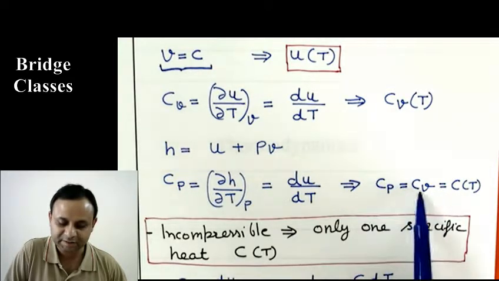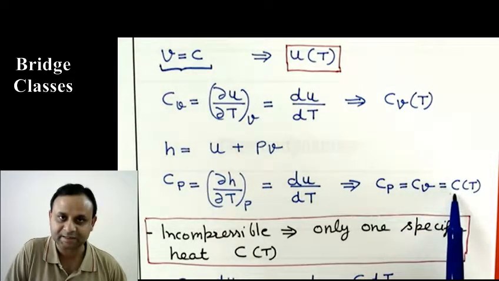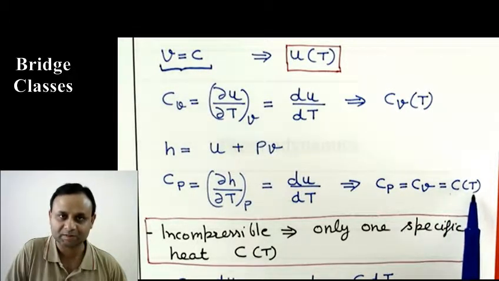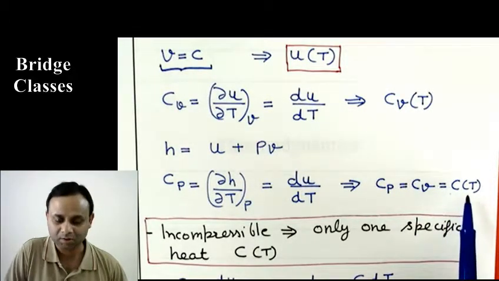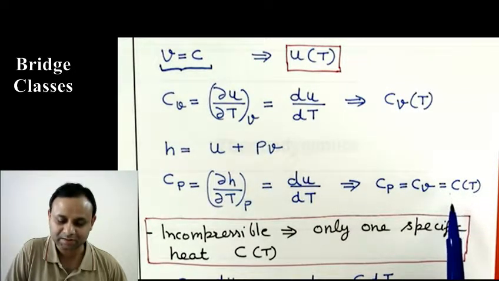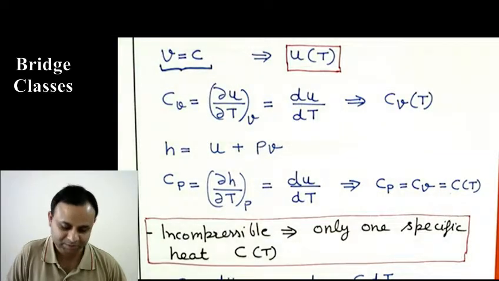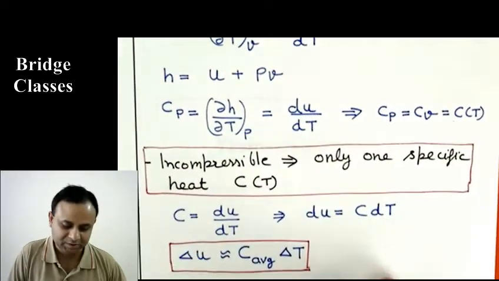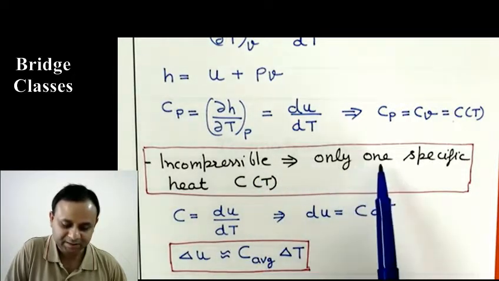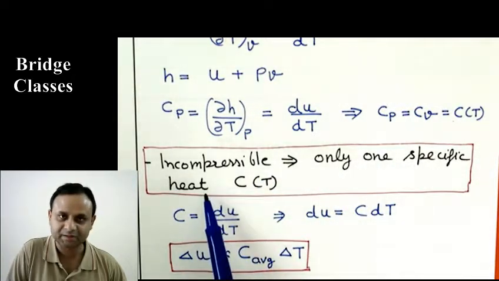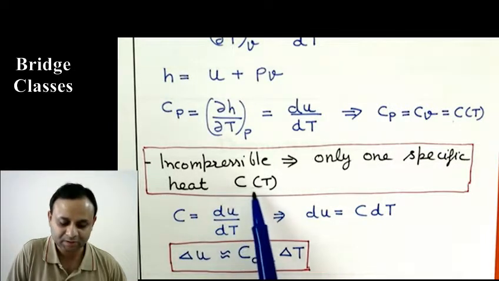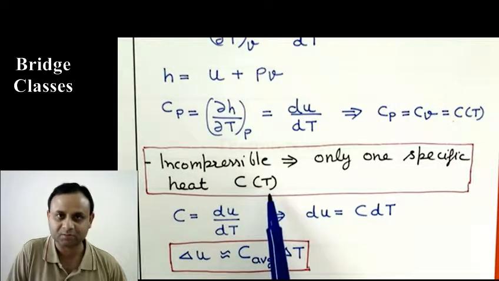So we don't have to say Cp and Cv, we just say C. There is only one specific heat, and it is a function of temperature. It is not a function of two variables, it is a function of just temperature. So that is the result we get for an incompressible substance. This you must remember. For an incompressible substance, there is only one specific heat, and we just call that C. We don't have to say Cp or Cv, and it is a function of temperature only.